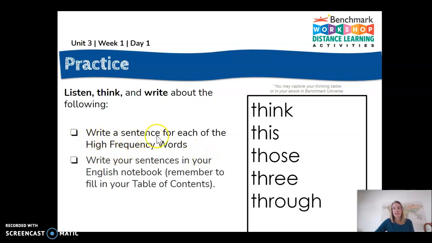All right, it says write a sentence for each one of the high frequency words, and then write your sentences in your English notebook. Okay, like everything we write in 5th grade, we make sure there's capital letters, we make sure there's periods, and we make sure that it's a complete sentence. All right, so double check those.